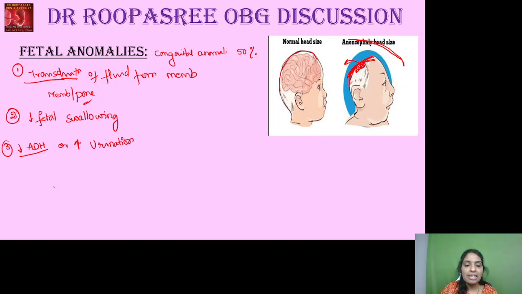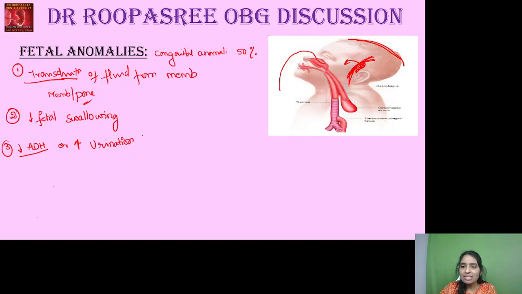So these are the three conditions: transduction of fluid across the membranes, decreased fetal swallowing, and increased amount of urination because of the less amount of hormone production.